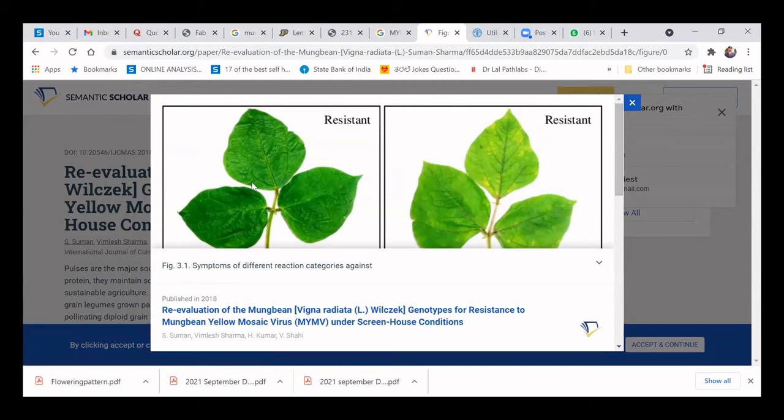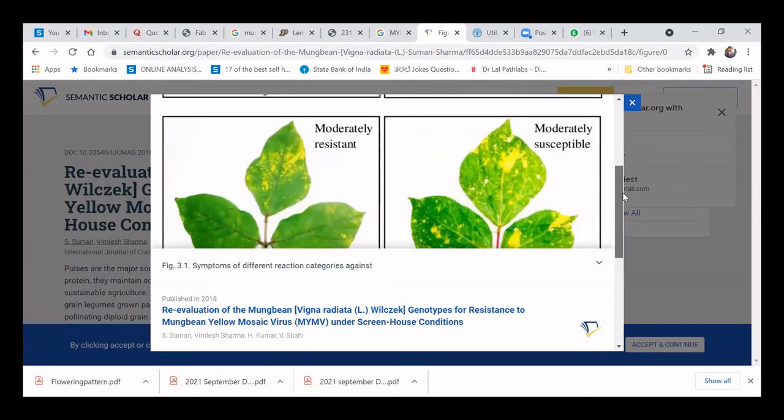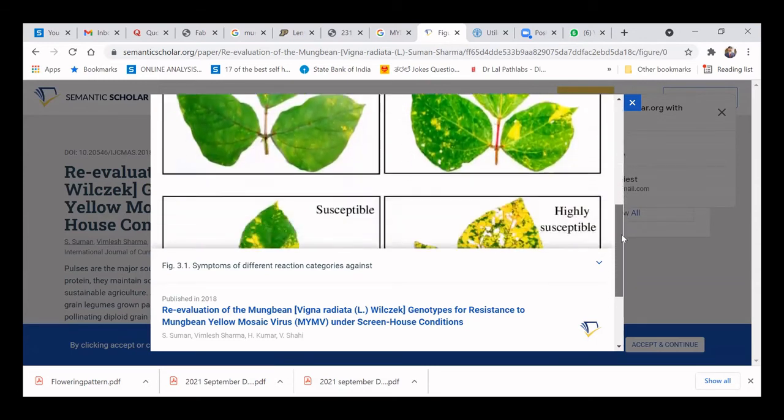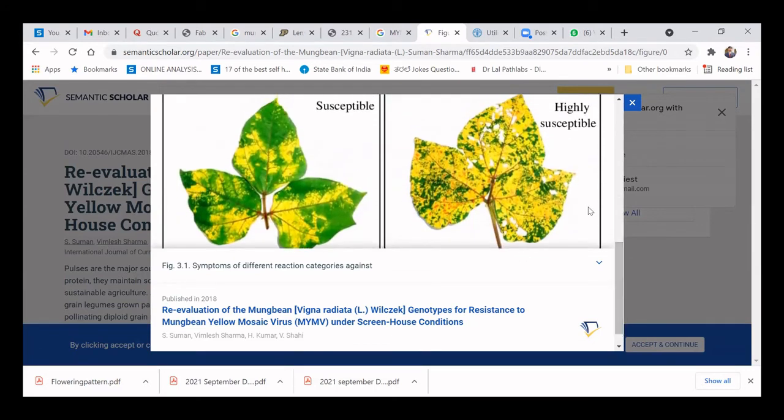This is the resistant one. This is how it looks, green. And then comes the moderately susceptible, and then this is the highly susceptible. This is how it looks, susceptible and highly susceptible, for Mung Bean yellow mosaic.